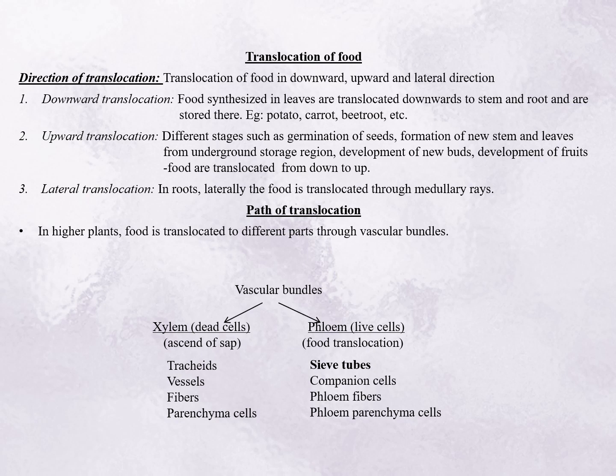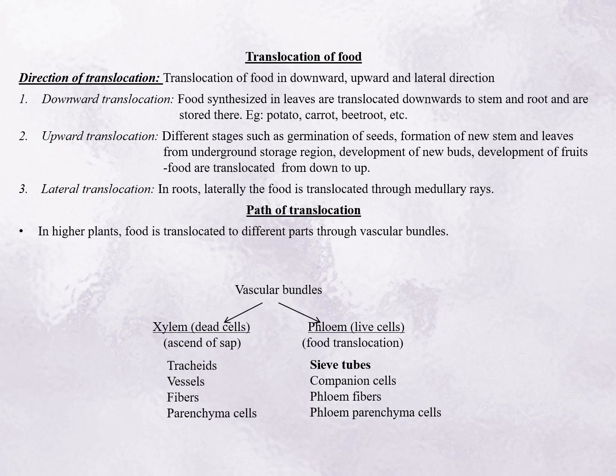The other way is upward translocation, for example, from the root to other parts of the plant like the leaf, or the leaf to the fruit, tip of the plant, etc., for the development of bud, meristems, like that. Those movements are from down to up, so it is upward translocation. And another is lateral translocation, that is from the xylem and phloem to the nearby lateral cells and up to the bark area.